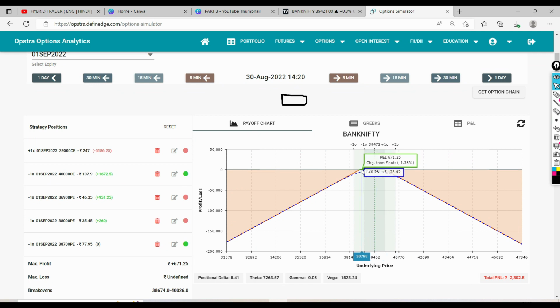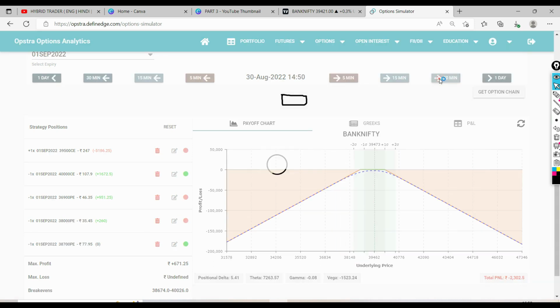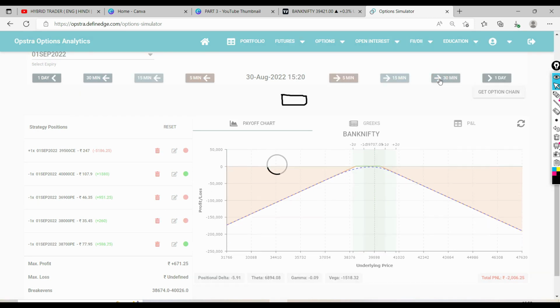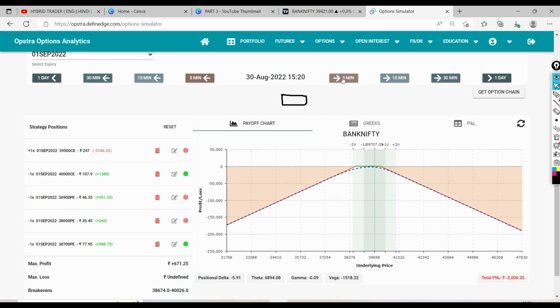You have almost 1.76% upside and almost 72% on the downside. If you are an aggressive trader, you can just take this because you have almost 1.2% upside and 1.76% on the downside. Now I'll take it to the 30 minutes, right? Now we cannot do any adjustments because we are at the close of the day.